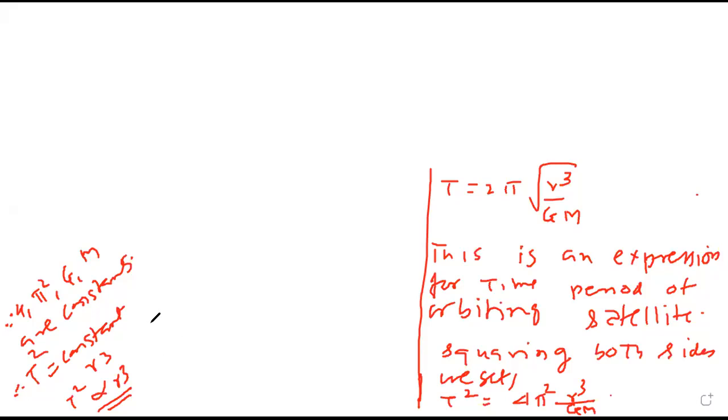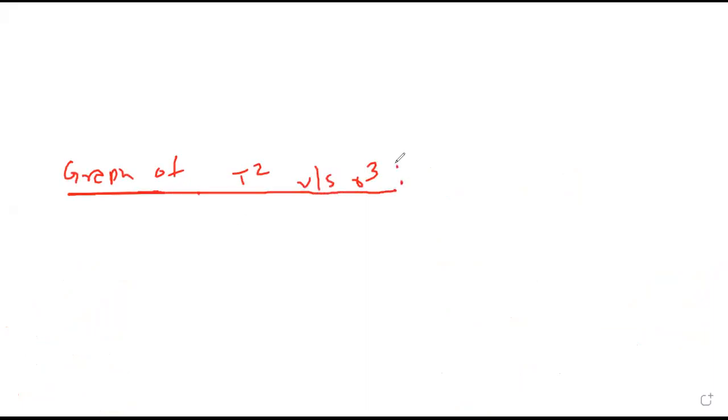T square proportional to r cube, we have already completed. Graph of T square versus r cube. Whenever we have to draw the graph, what should we start with?